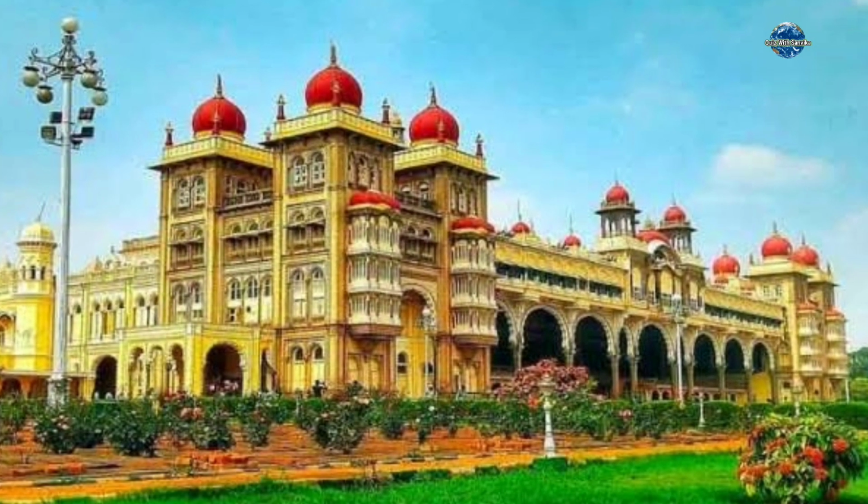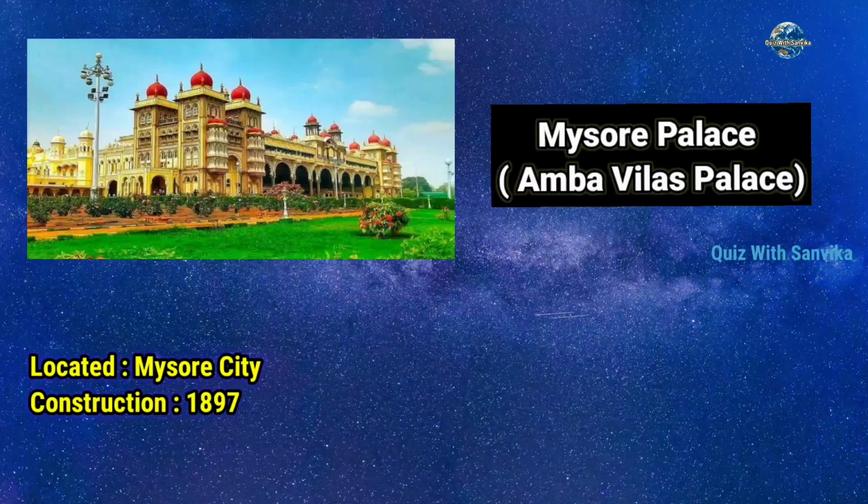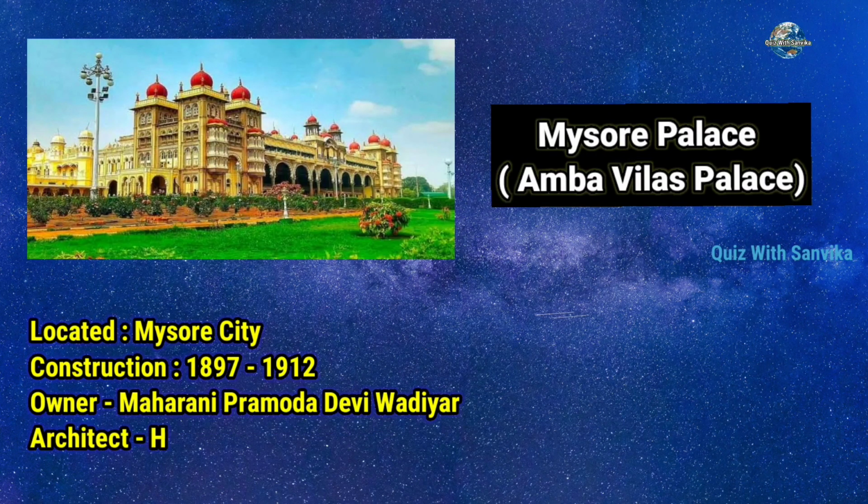Mysore Palace. Located in Mysore city, constructed from 1897 to 1912, owner Maharani Pramoda Devi Wadiyar, architect Henry Irwin.